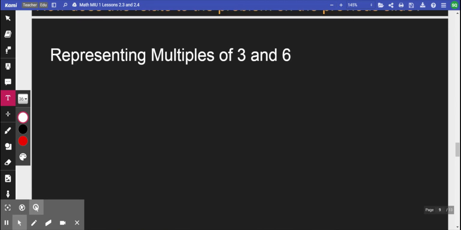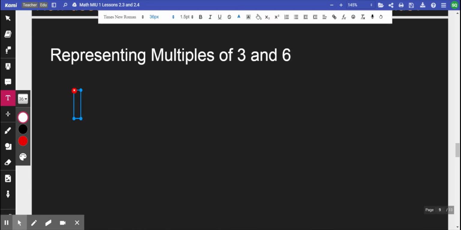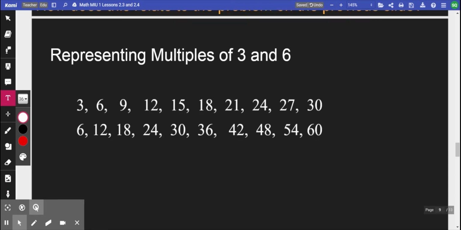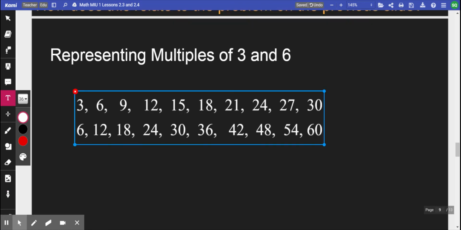Okay, so we've been talking about how the numbers are related and how they're kind of doubled. So we're going to look at the multiples of 3s and 6s and see how they're related. Okay, so here are the multiples of 3 and 6, and I've just put them right next to each other. And what do we notice about these?